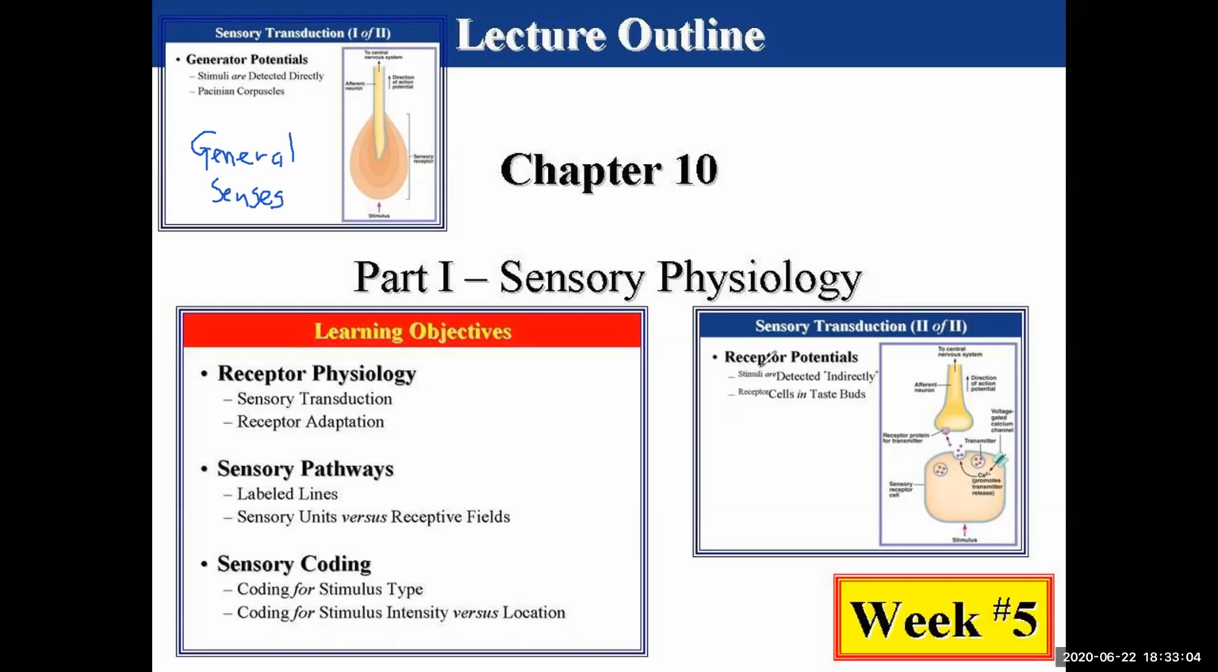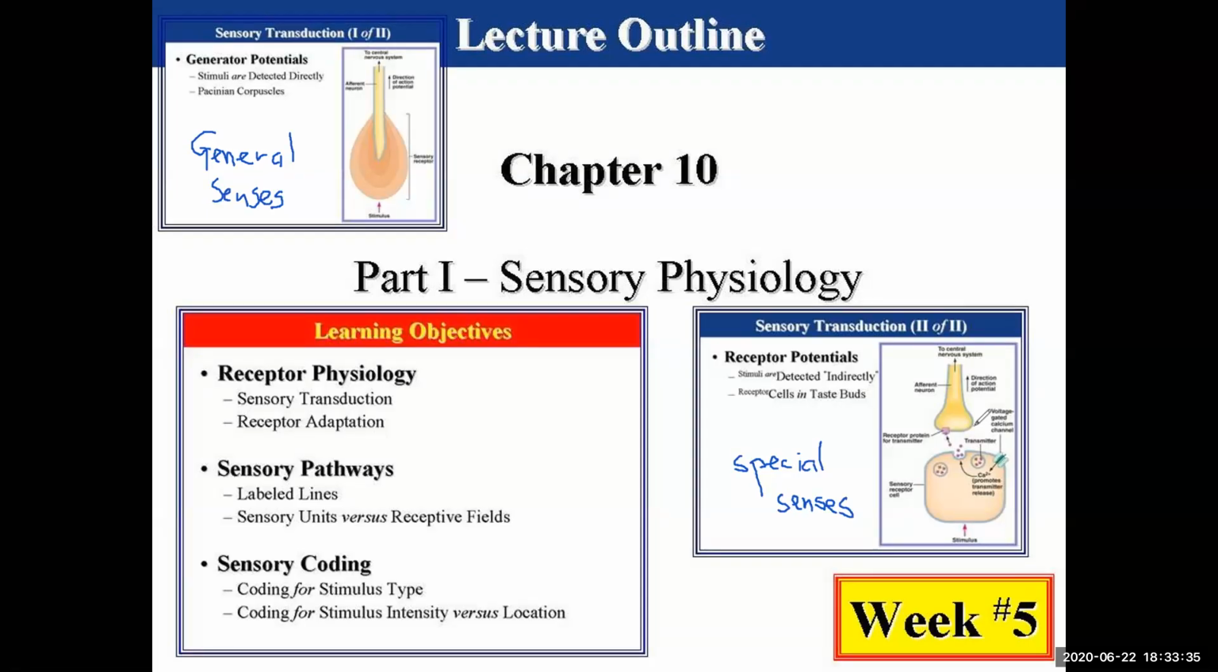The next one, the receptor potential, is used by special senses. There are 5 special senses. There are 4 general senses. You should have learned that from anatomy. For example, here, this is showing you the sense of taste, right?